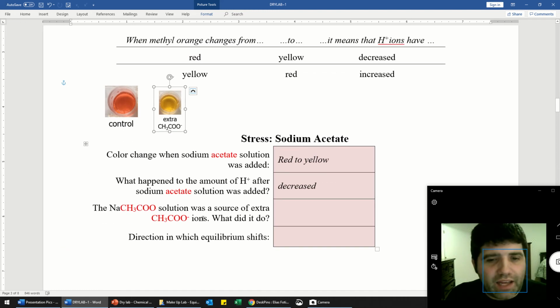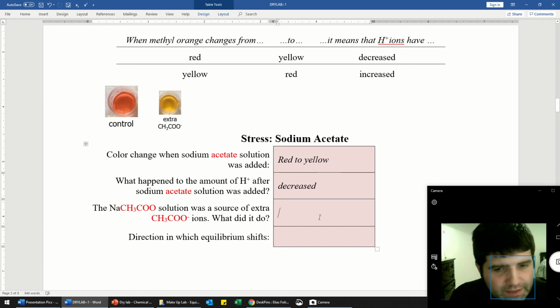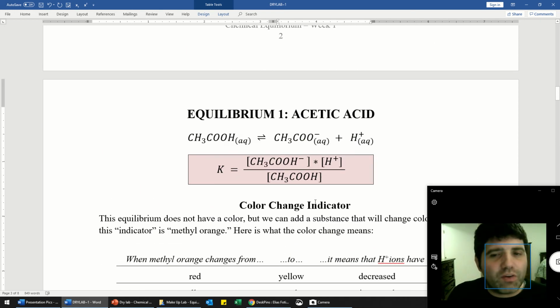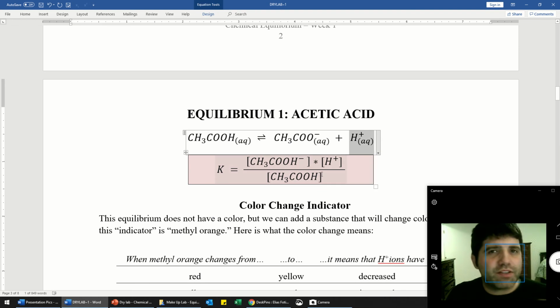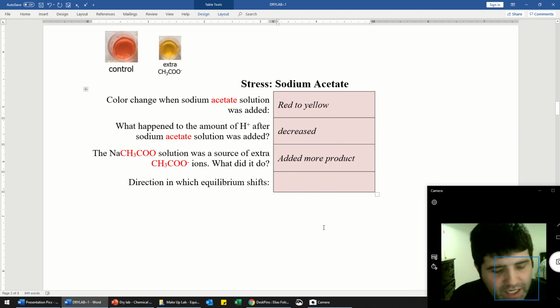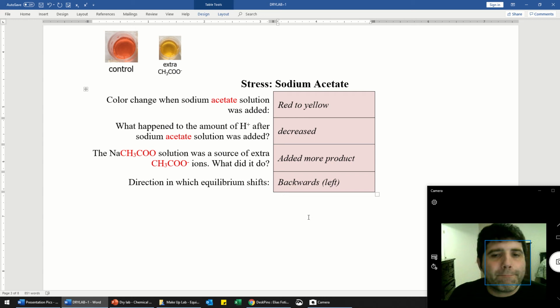So when we added that source of extra acetate ions, what did it do? It added more product. And as a result, it shifted backwards. The reaction going backwards speeds up. And in order for this reaction to go backwards, you have to use up a little bit of your H plus. So that explains why the H plus goes down. So the direction in which equilibrium shifts is, we'll say, backwards or to the left. And that's what happens with that one.